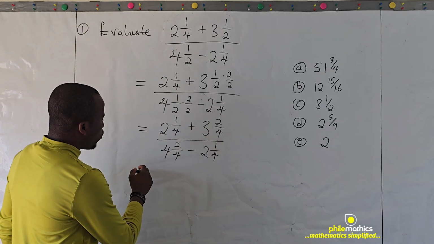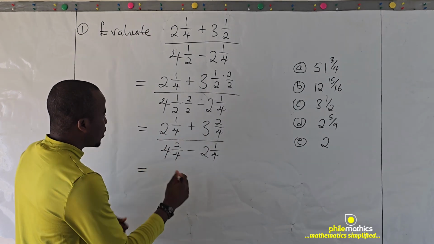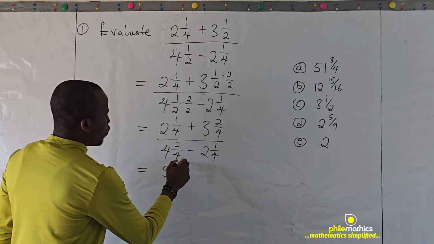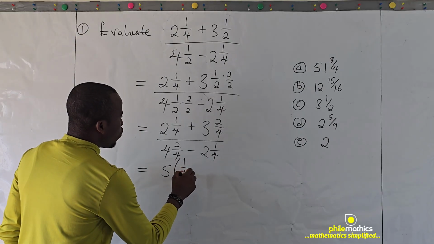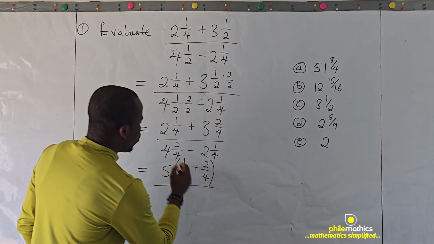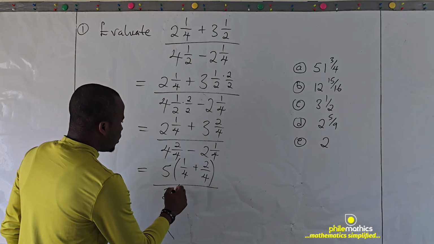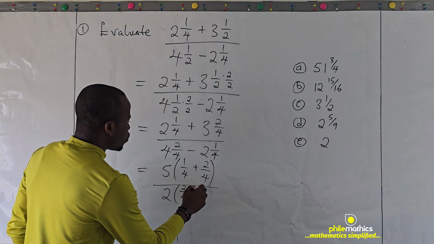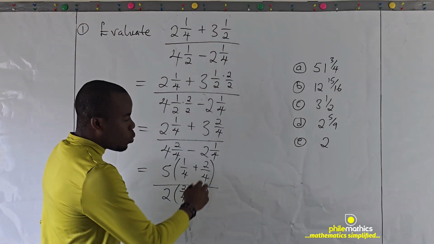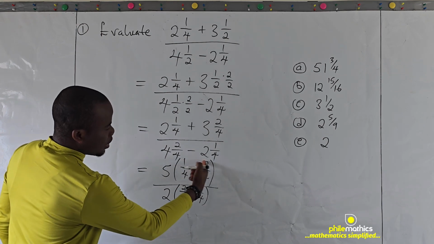So for the numerator, I can add the whole numbers: 2 plus 3 is 5, and 1 over 4 plus 2 over 4 is simply 3 over 4. And the denominator, 4 minus 2 is 2, and this is 2 over 4 minus 1 over 4. So this is why I multiply by 2, just to make the simplification faster.